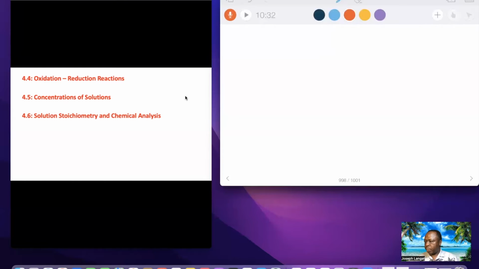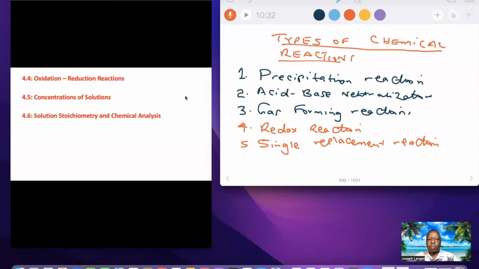So far, these are the types of reaction. You should make your own notes. Precipitation reaction, we covered that before in part A. Acid-base neutralization and gas-forming reaction involve reaction of acids with carbonates and bicarbonates. And we will pick up from 4.4 redox reaction, and we will also look at the single replacement before we dive into units of concentration and solution stoichiometry in section 4.6.